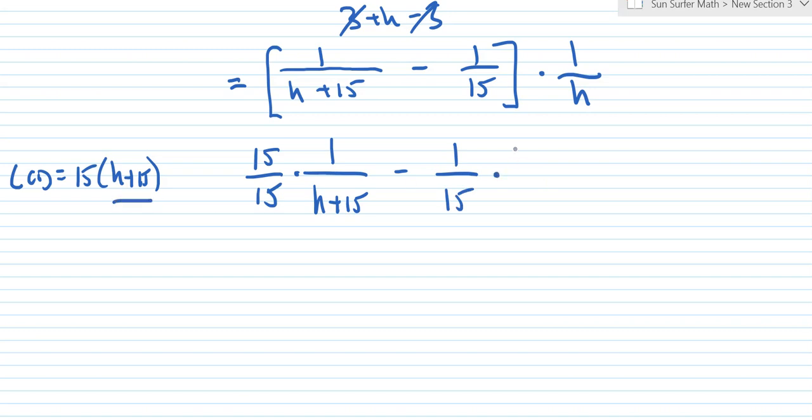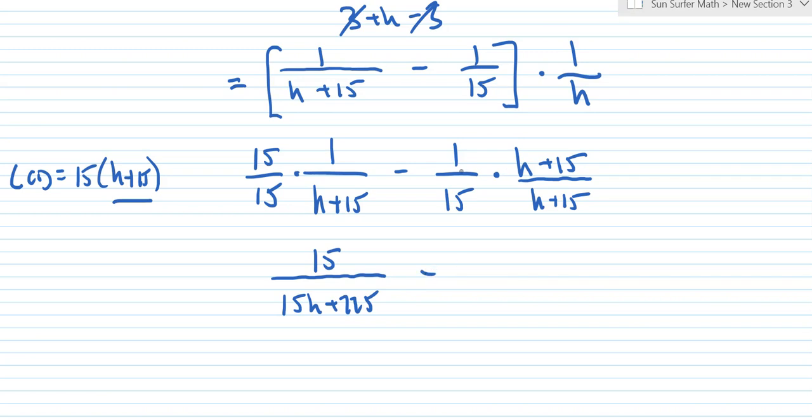this numerator and denominator. And if you're a little bit lost as to what I'm doing here, you may want to go back and review my video on adding fractions. We're just getting a common denominator here. And so multiplying these two together in the numerator, we get 15. And multiplying the denominator, I get 15h plus 225.